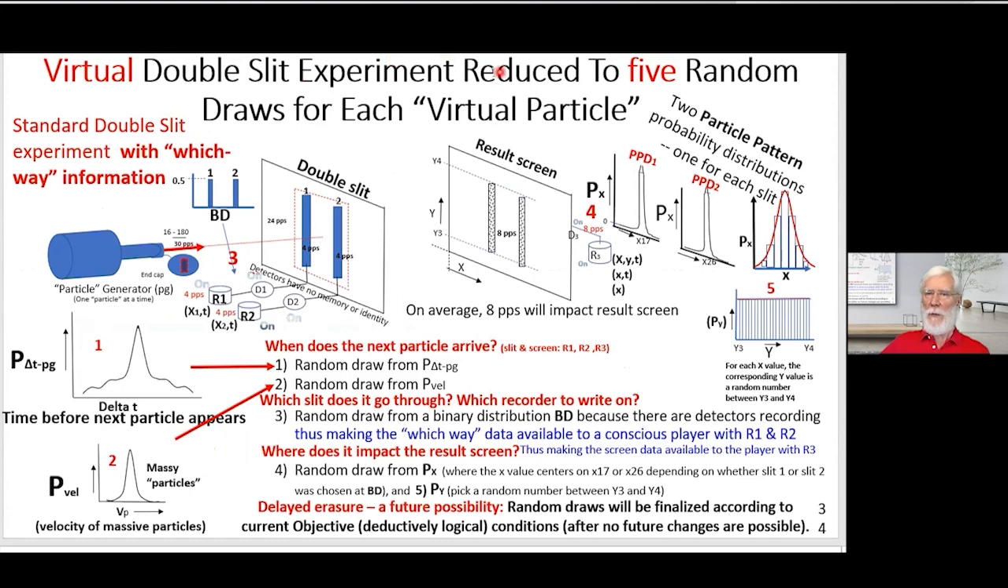The double slit experiment is now reduced to 5 random draws for each virtual particle. Remember, this is a virtual particle generator being constructed by an avatar in a virtual reality. All of it is being created virtually, but it has certain logic to it. All right, and the results have to follow that logic. So here's what reality does. This is what the rendering engine does.